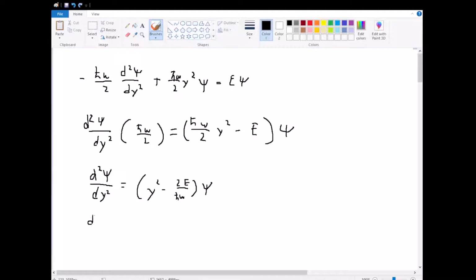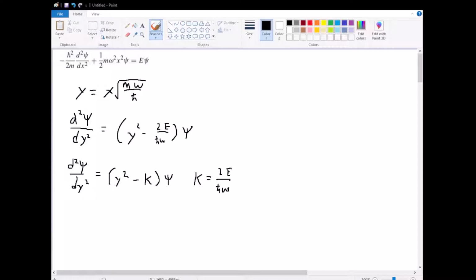So d2 psi by dy squared is actually equal to y squared minus k times psi, and we're defining k as this constant that equals 2E over h bar omega. Okay, now we have our new and improved, neater equation.